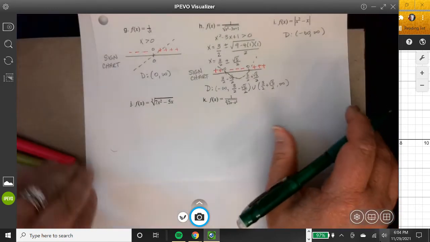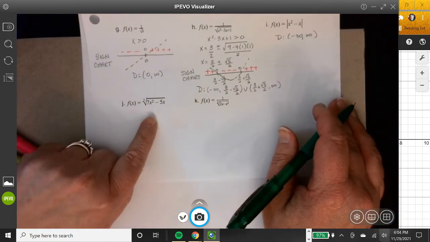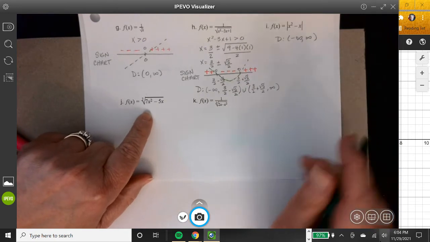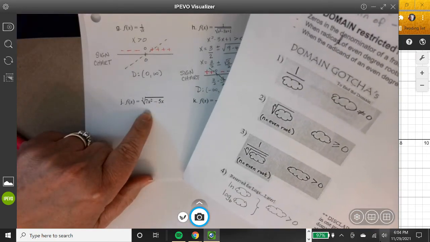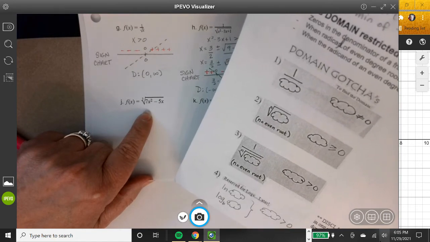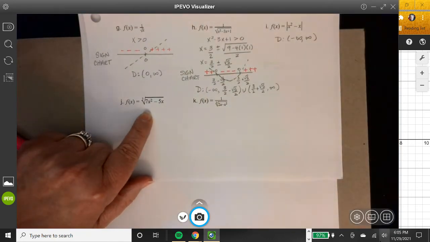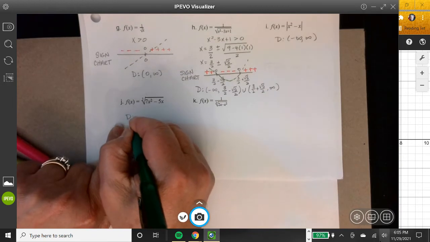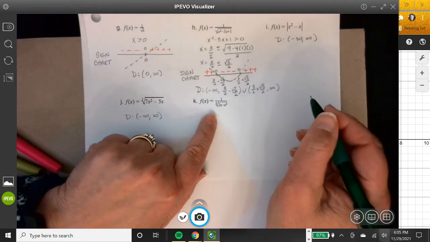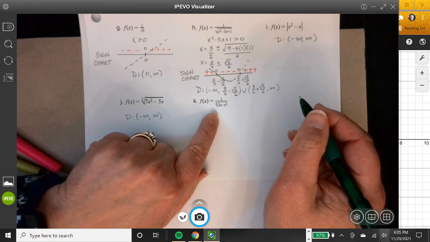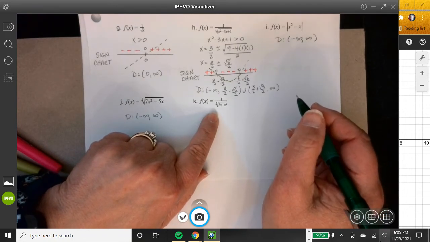What about J? This is f of x equals the cube root of 7x squared minus 5x. Well, the cube root is an odd root, which is not on our list for domain gotchas or domain dangers. So this one, too, is also all real numbers, its domain. Now, this one is a cube root, but where is it located? You're right, it's the denominator.